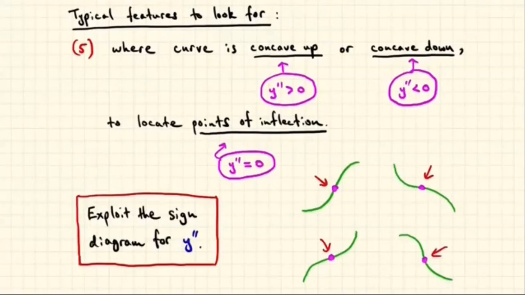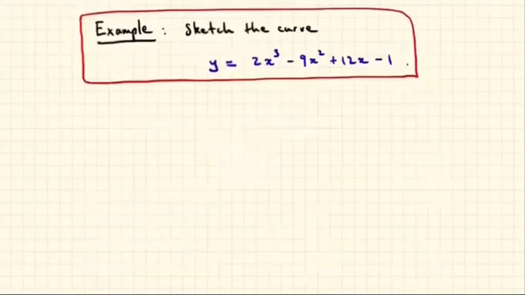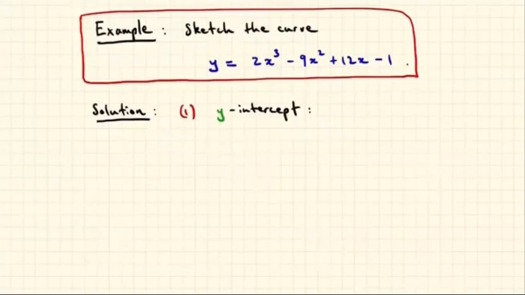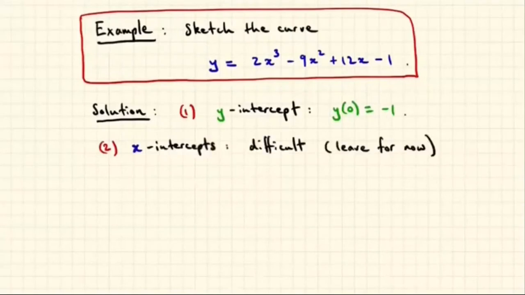Let's work through this list to sketch the following cubic curve. The y-intercept is -1. The x-intercepts look tricky, and we can say more about that later and roughly where they might exist. In fact, there is only one x-intercept in this case, but that's not obvious from the rule itself.